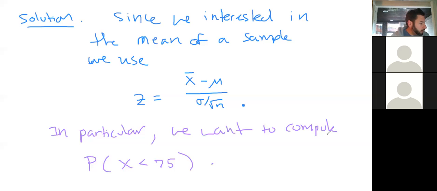Does anybody have a question at this point? I guess we could be a little more specific and say this, X bar. Just like we've done in all the other examples, if we want to answer this question, we have to convert our x's to z's using the above formula.